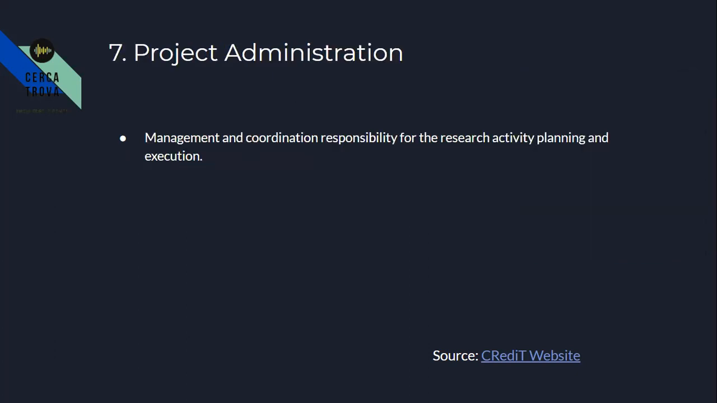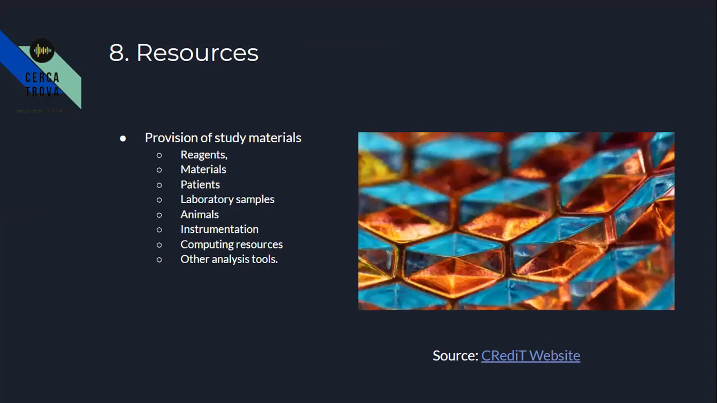The seventh point is project administration. Project administration is not one of the substantial contributions, but it is one of the four roles which are required for authorship as per ICMJE guidelines. So the project administration usually means supervision. It is done by a senior professor, and this means management and coordination responsibility for the research activity, planning, and execution.